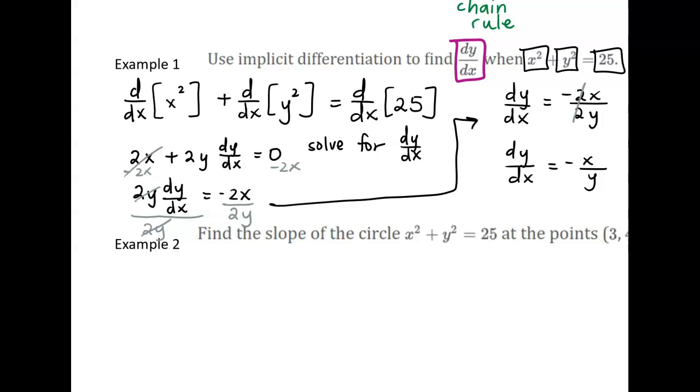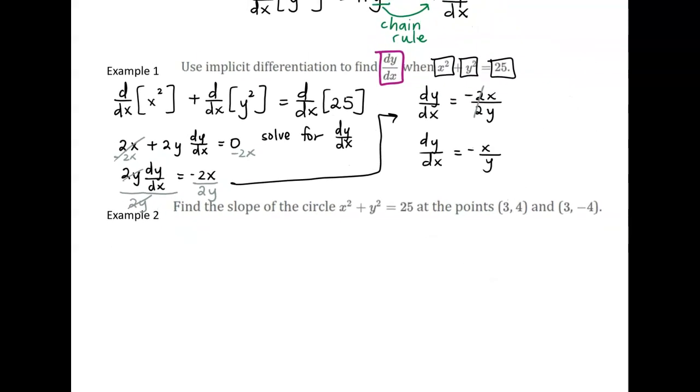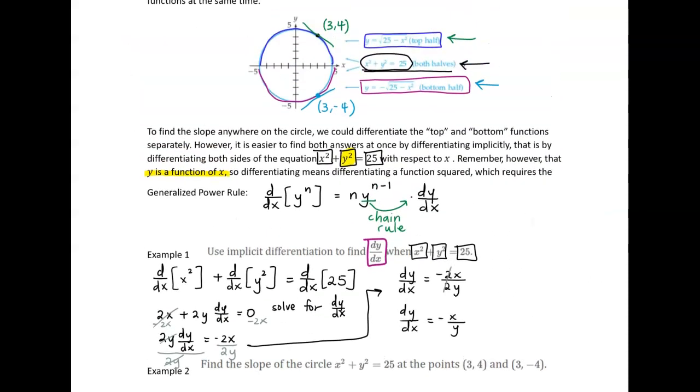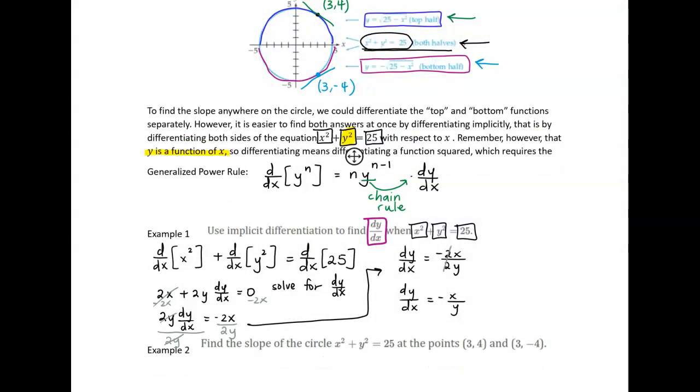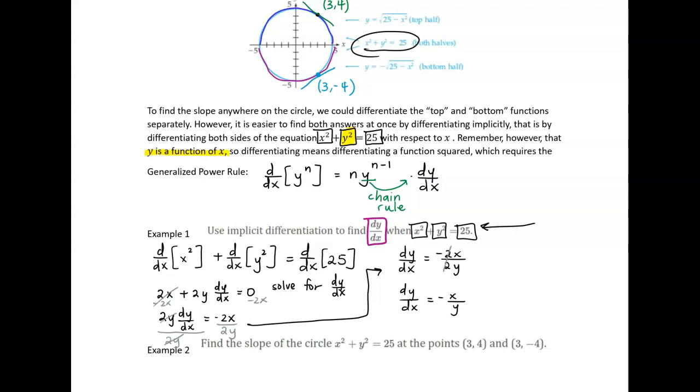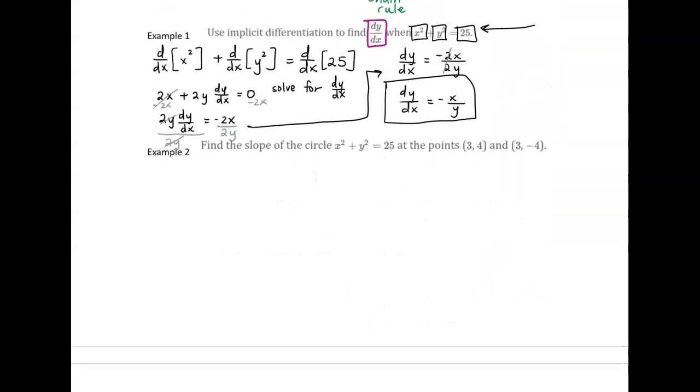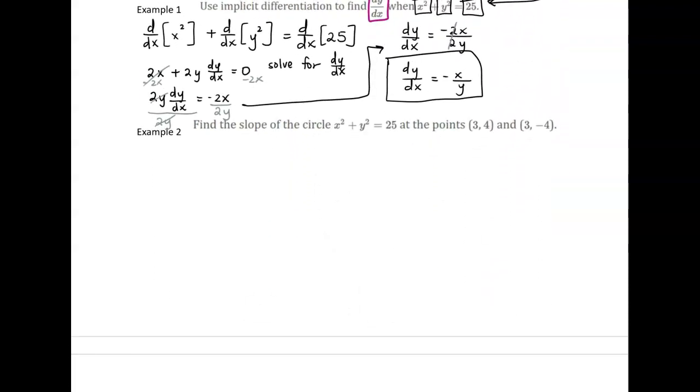So we now have an expression that would give us the slope at any point on the circle. I no longer would have to think about just the top half of the circle or just the bottom half of the circle, because we started with an equation that was both halves of the circle and differentiated it implicitly to get dy/dx.